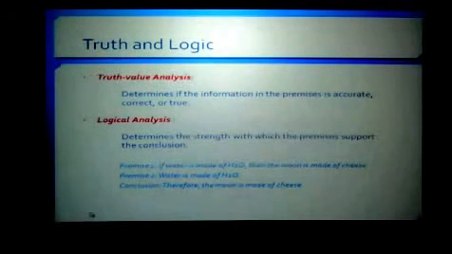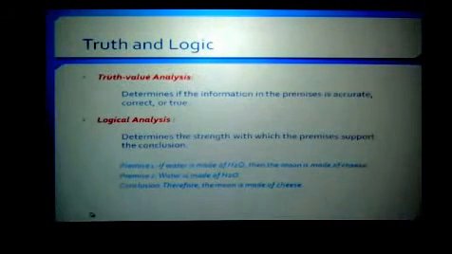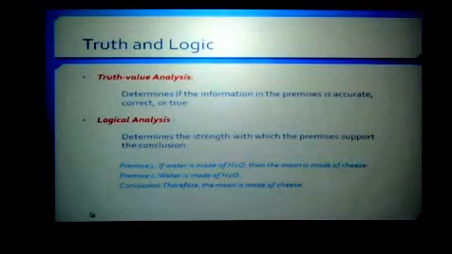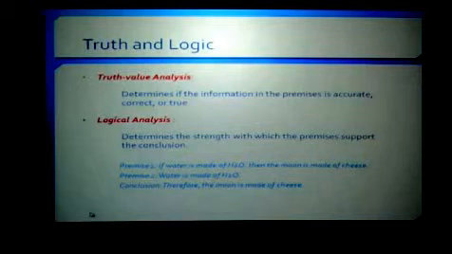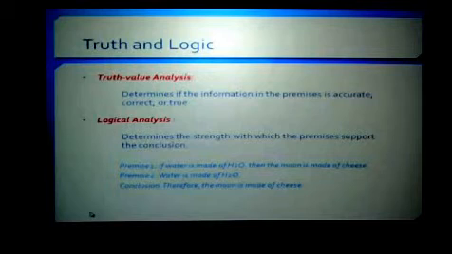When we conduct a logical analysis, we want to know whether or not the premises given actually support the truth of this conclusion. So we ask ourselves, if the premises were true, would they provide adequate support for the truth of the conclusion? So if it were true that if water is made of H2O, then the moon is made of cheese, and if it were true that water is made of H2O, would those two premises, if they were true, support the truth of the conclusion that the moon is made of cheese? And the answer is yes.